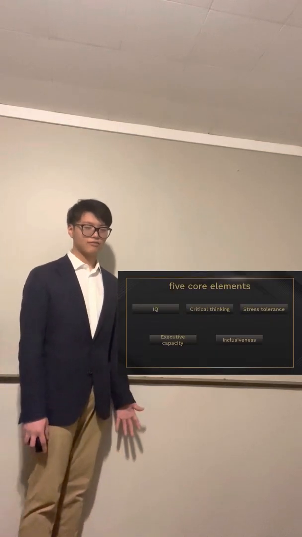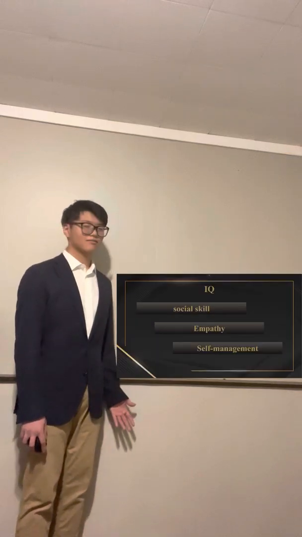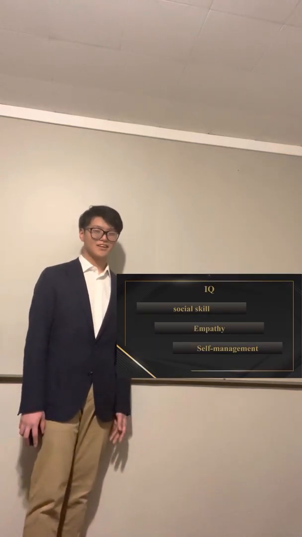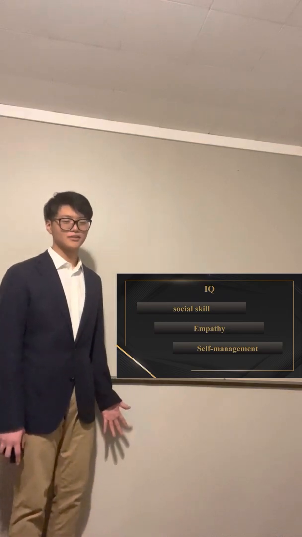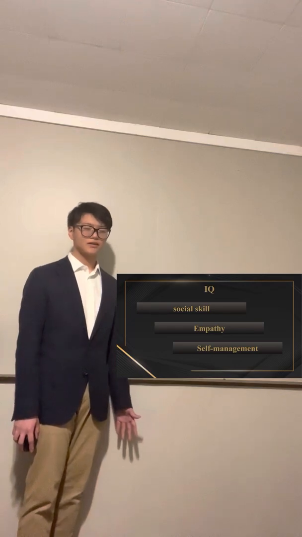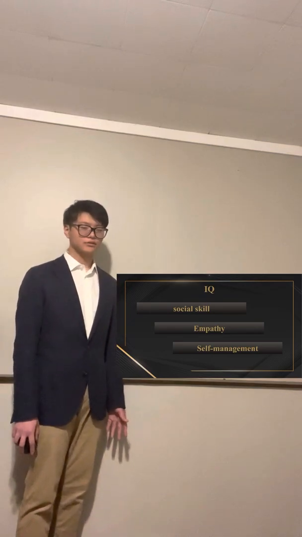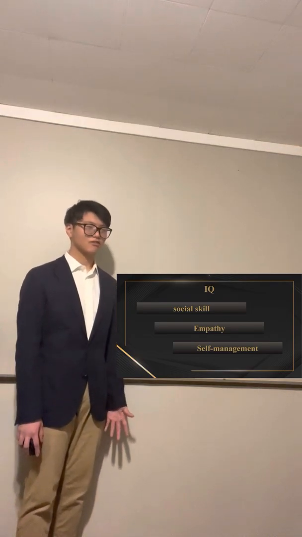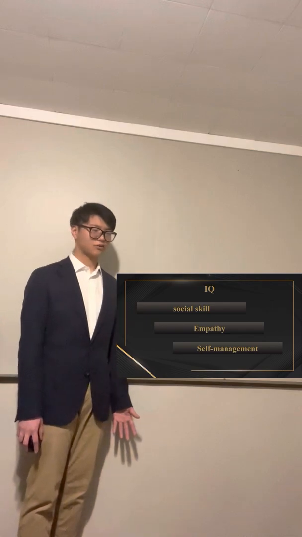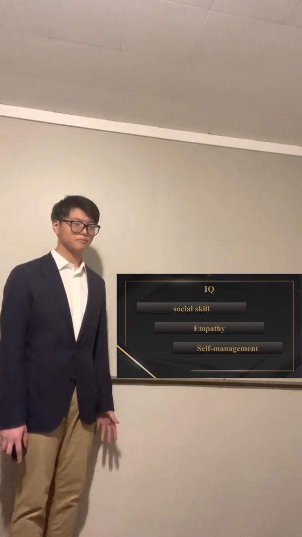So I observed my study time in my life, and I finally got these 5 core elements. At first, I talk about IQ. I divide my IQ into 3 parts: the social skills, the empathy, and the self-management. I think in my IQ, the most important part is the social skills, because I have a lot of friends and they all really like to help me because I really like to help them.